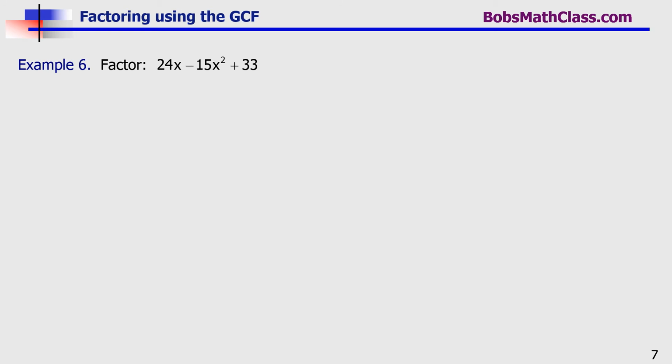Right, factor 24x minus 15x squared plus 33. What's our first step? Right, put it in order. It's not in order, right? It's got to be the highest degree term to the lowest degree term.